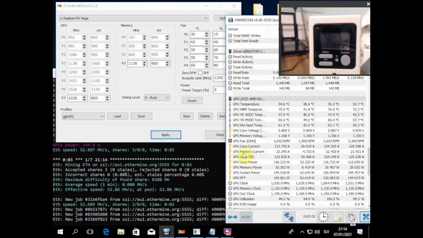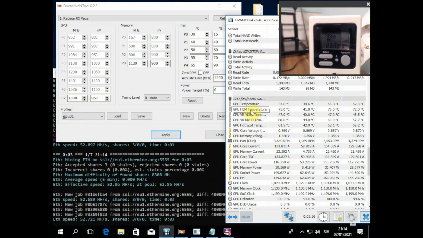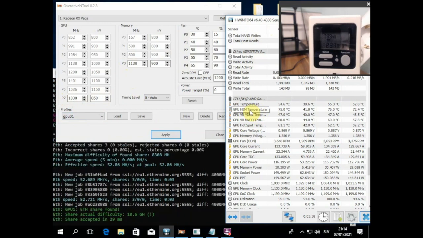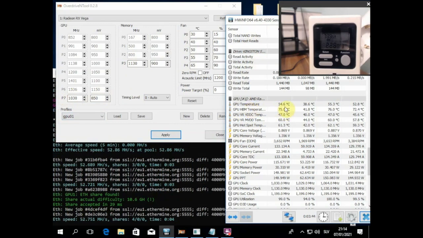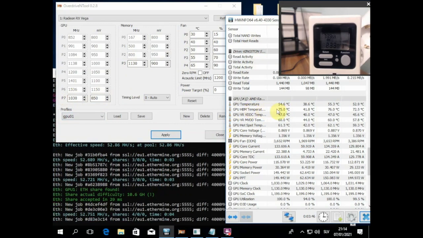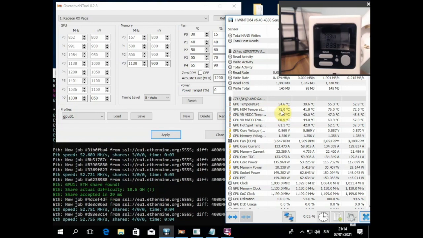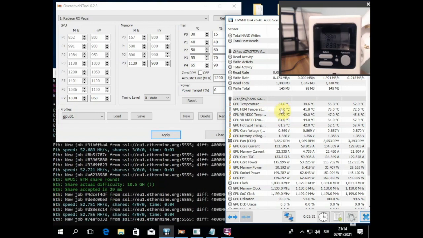With Vega, you need to be careful about this GPU HBM temperature. Vega uses HBM2 memory and this memory likes to run very hot, so you need to keep this under control. 75 is okay, but above 85 can get problematic.